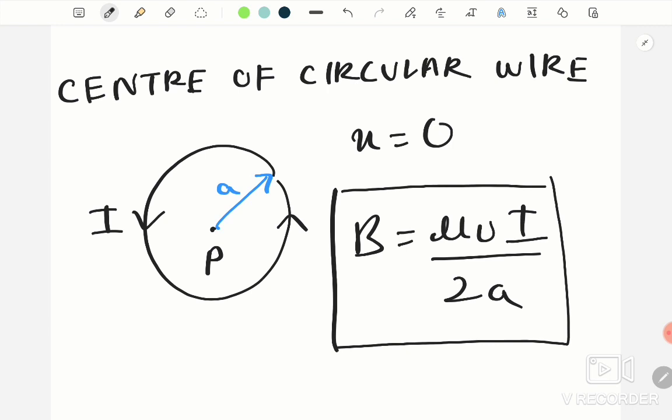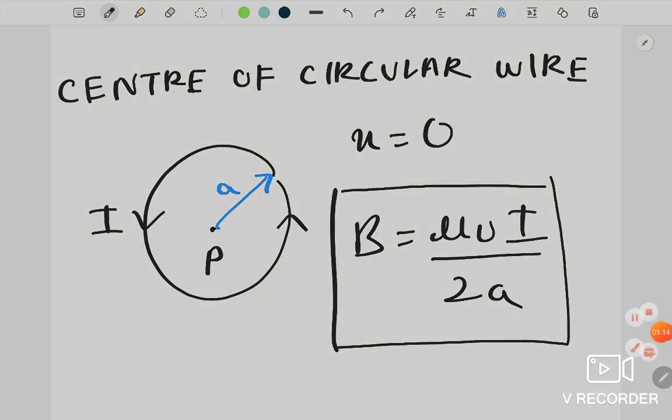So in this case, if you curl your right hand fingers in the direction of current, the right hand thumb will come outside the screen, and therefore magnetic field at point P will point outside the screen, and its value will be given by mu naught I upon 2a, where a is the radius of this circle. Now let's move ahead to the next slide.